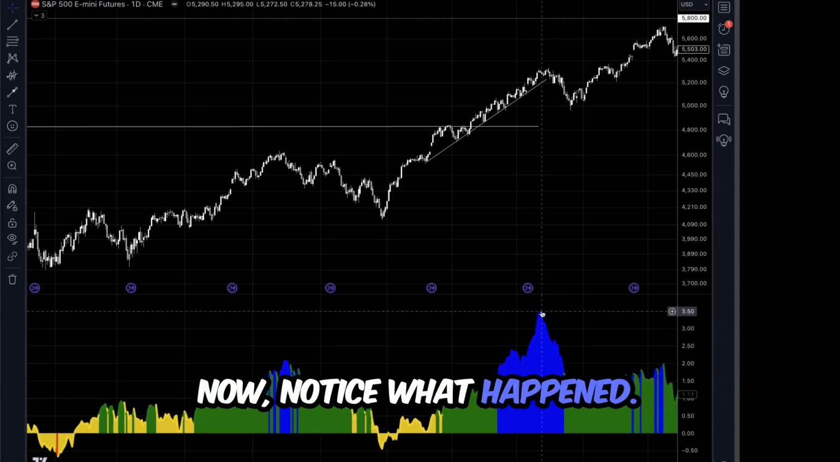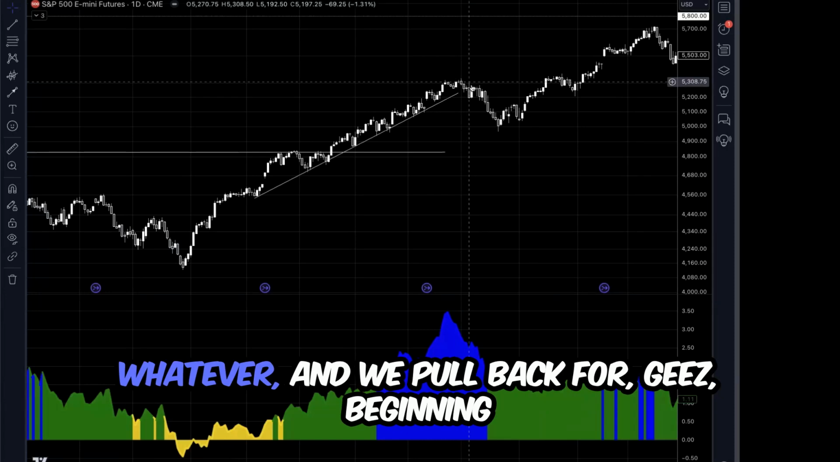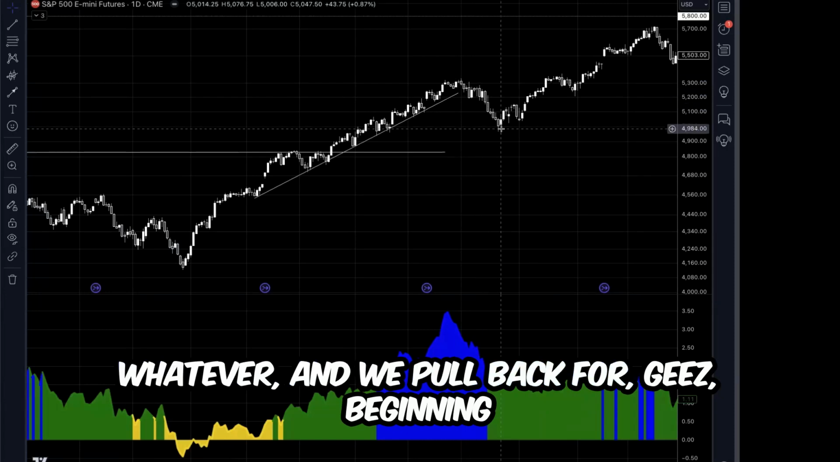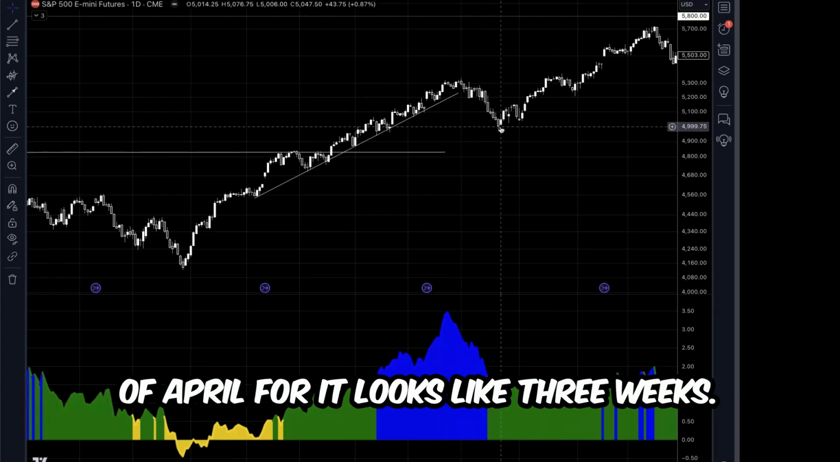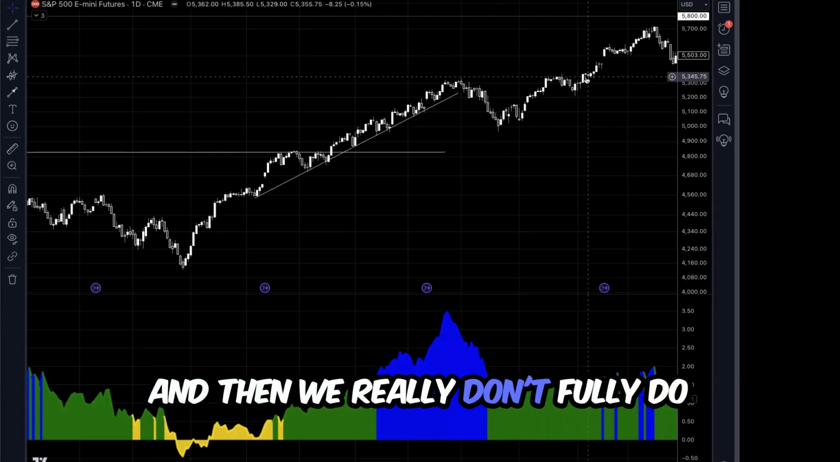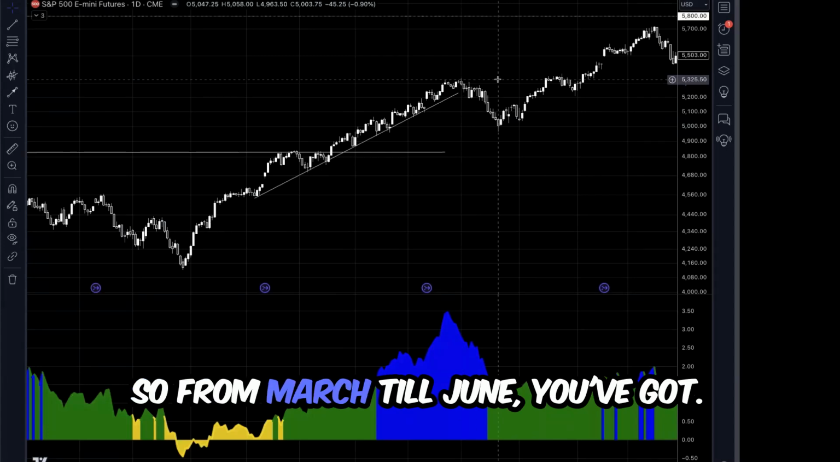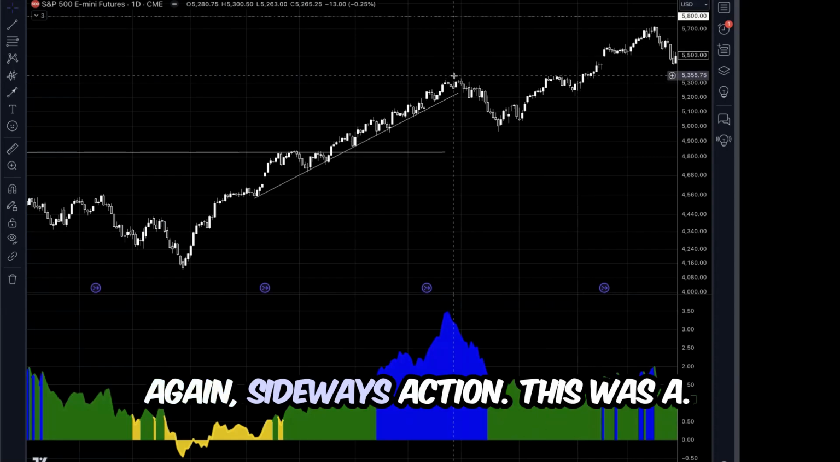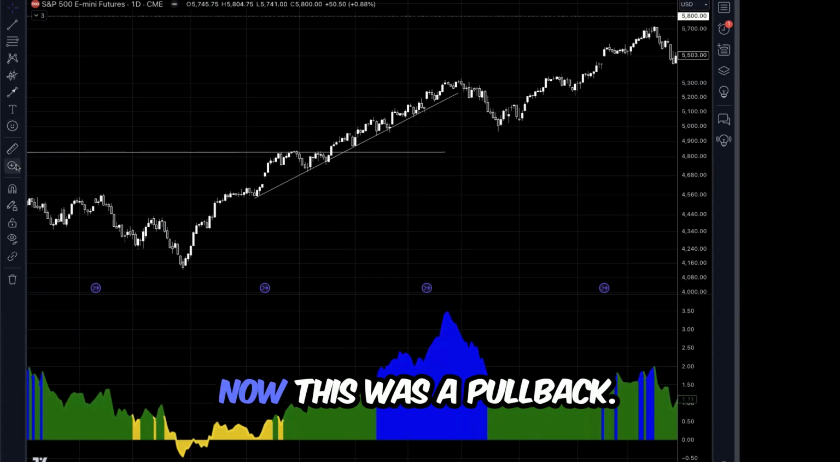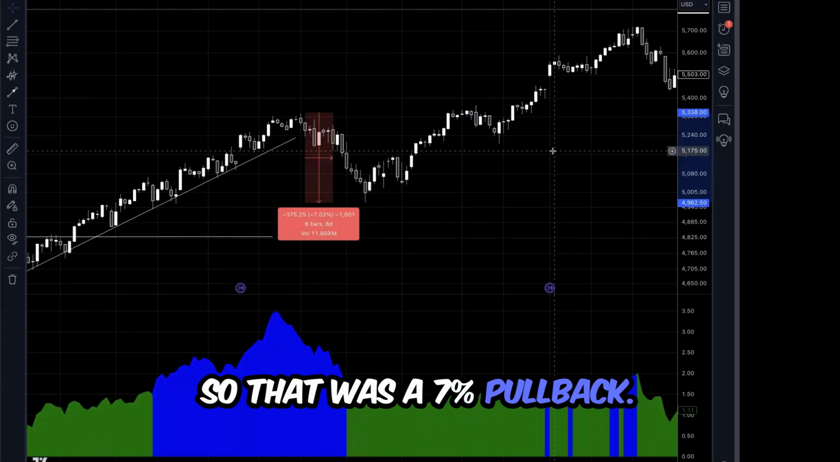Now notice what happened. This was March 2024. We finally peak at 53.30 something, and we pull back for the beginning of April for about 3 weeks. And then we really don't fully make the new all-time high until June. So from March till June, you've got, again, sideways action. This was a pullback of 7%.